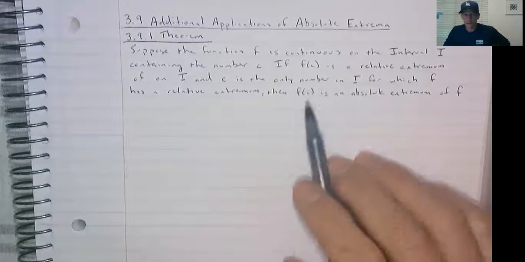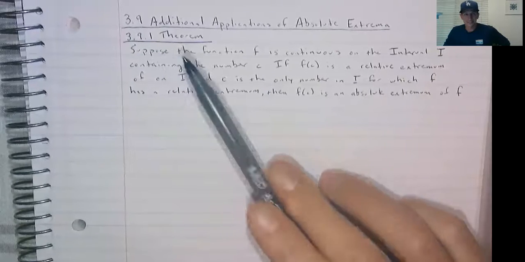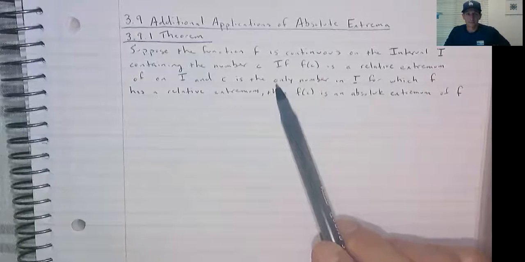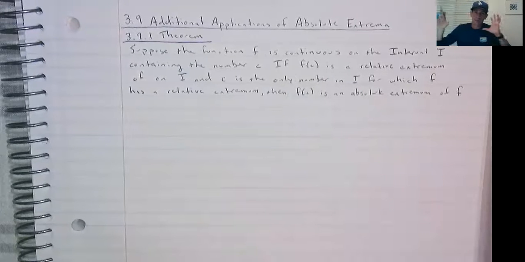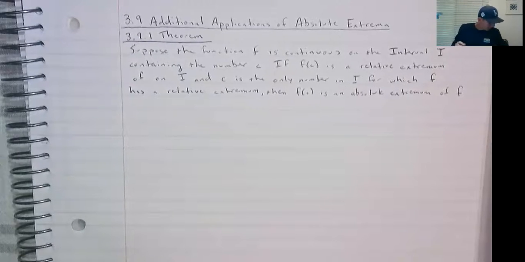We don't need to compare it to other critical points because there will be no other critical points, because the theorem dictates that it must be the only critical point. C's got to be the only one that has that relative extremum. And in that case, even though we can't make a call on the endpoints because there are no endpoints, at least not defined endpoints, we can still conclude that that's an absolute extremum if we met that criteria.